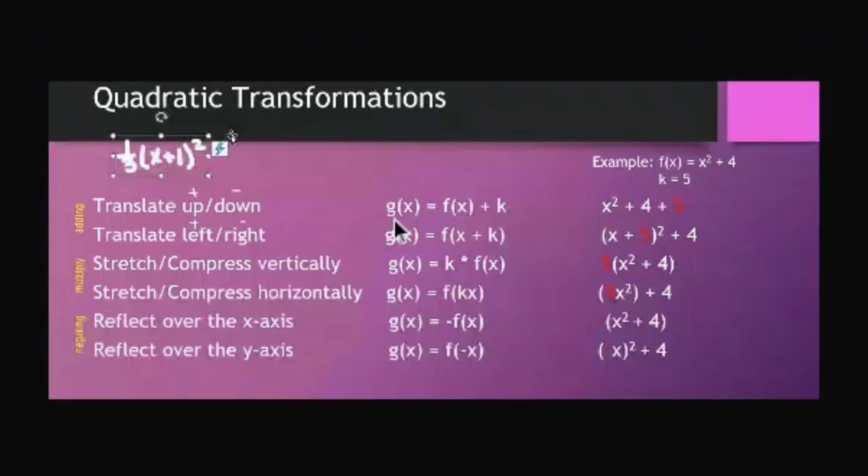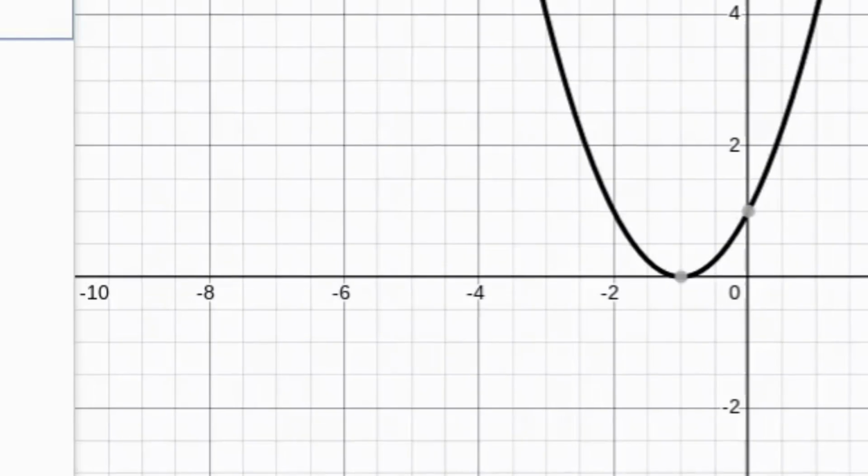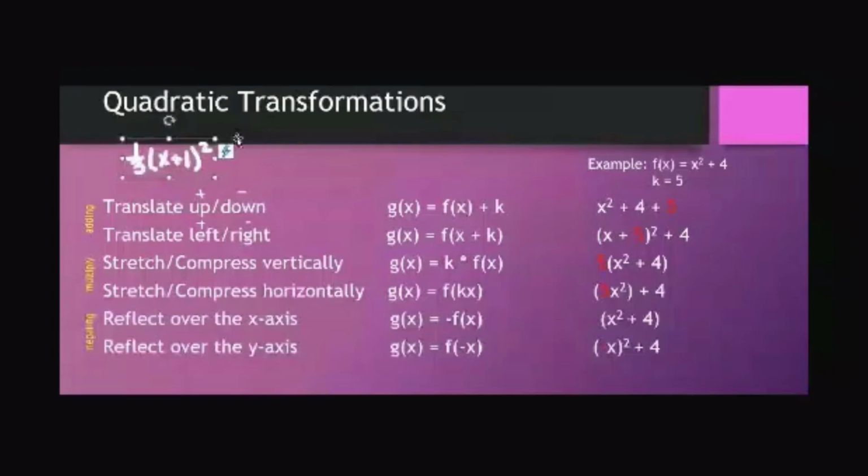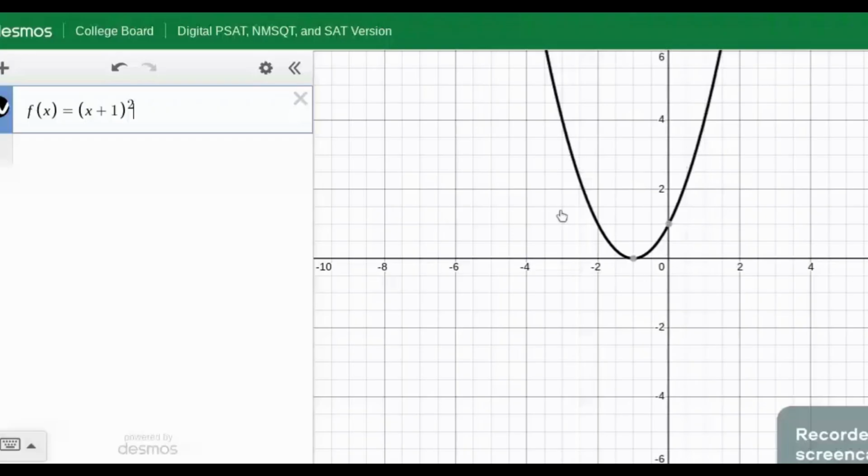So it's more than likely going to look like this. Translate to the right: g of x equals f of x plus k. Let's explain that: k is our number, essentially what's going to be inside the parentheses, whether it's plus or minus. The example is going to be (x plus 5) squared plus 4. This does resemble what we're working with. We have the (x plus 1) squared, we just don't have the 4 on the end, but that is okay. We do know we're going to be moving over to the right by 5.